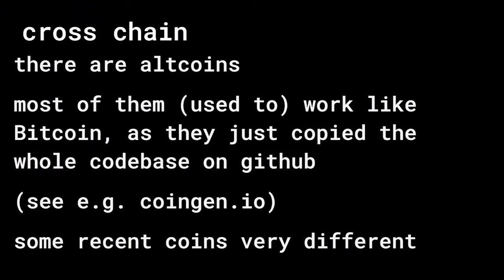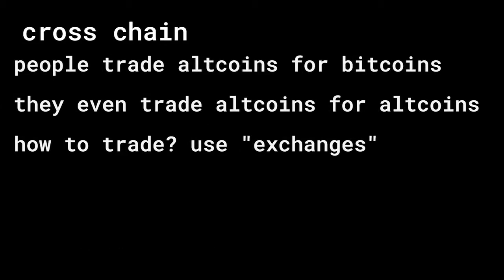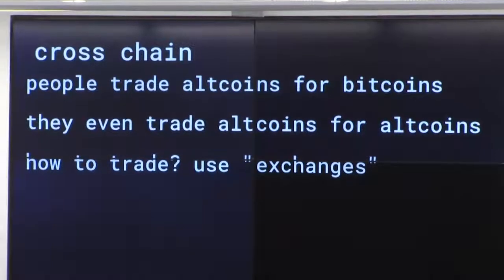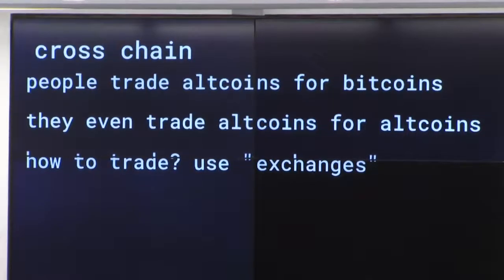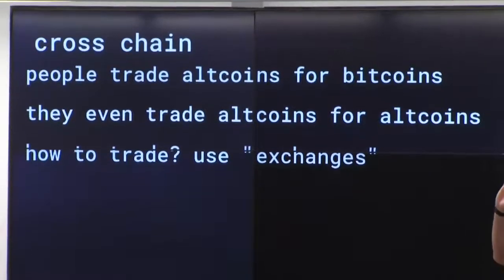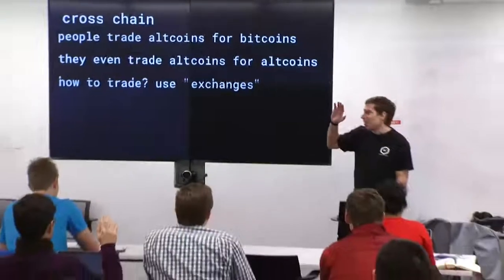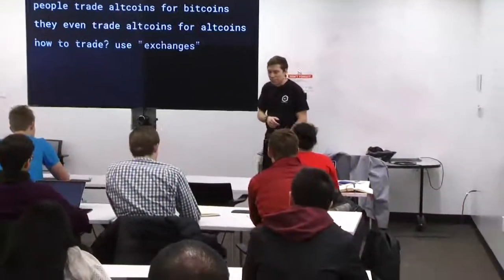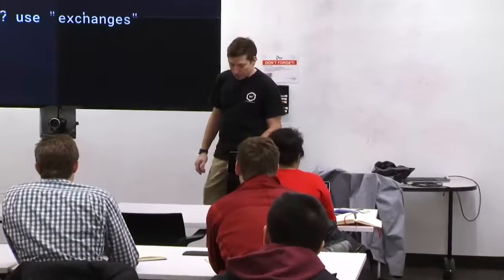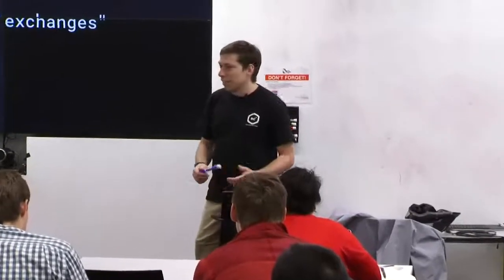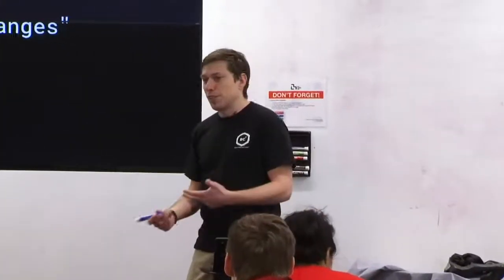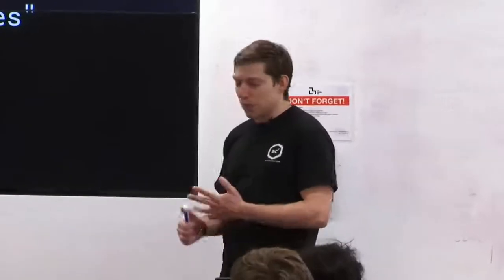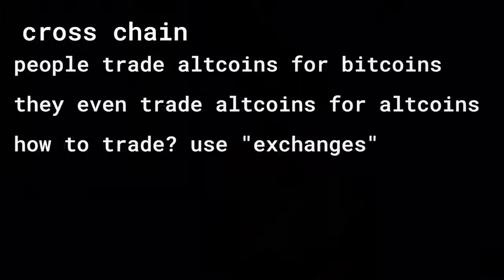Okay, so then recent ones are very different. People trade altcoins for Bitcoins and trade altcoins for altcoins, and they use exchanges. Have people here used exchanges to trade altcoins? Some? Okay. I actually have. I hadn't until last year, but there were these hard forks from Bitcoin, like Bitcoin Cash and Bitcoin Gold and Bitcoin whatever, and so I actually opened an account and sold them and got more Bitcoins.